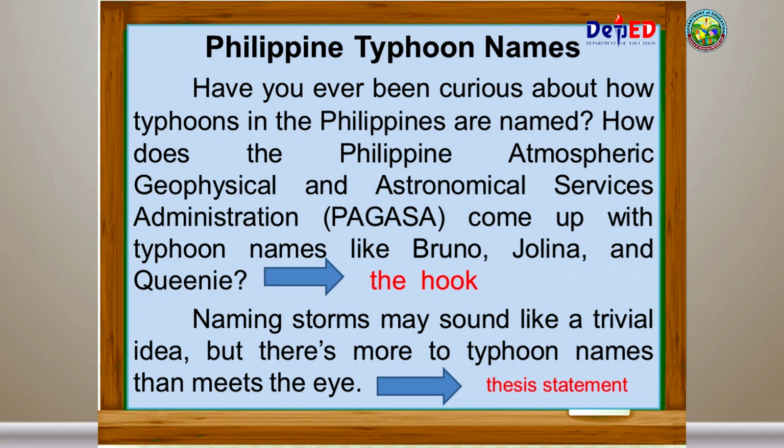It presents the main topic, how typhoons are named. Note that a thesis statement is stated in a sentence form. Naming storms may sound like a trivial idea, but there's more to typhoon names than meets the eye.